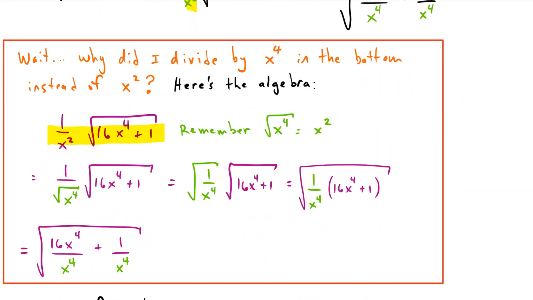Well, here's our starting spot: 1 over x squared multiplied by the radical 16x to the fourth plus 1. If we remember that the square root of x to the fourth is the same thing as x squared, then this x squared is actually the same thing as the square root of x to the fourth, at least for positive x. So why don't we just replace it? Instead of x squared, we plug in the square root of x to the fourth.